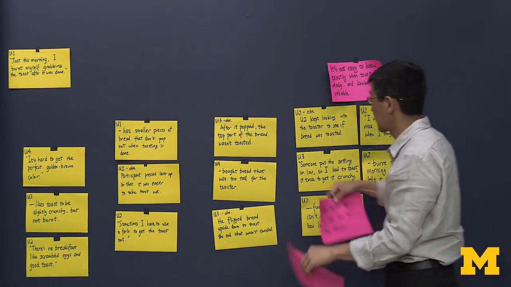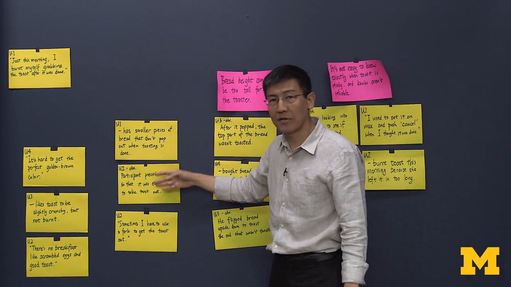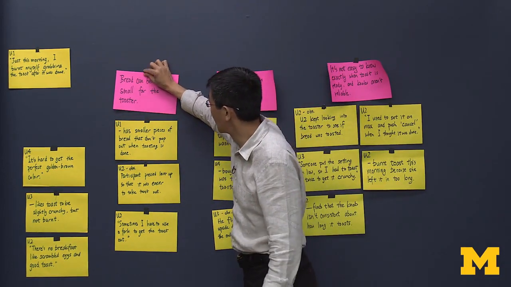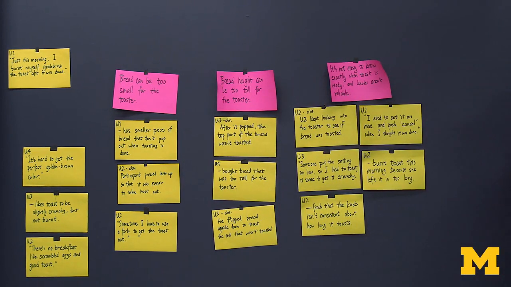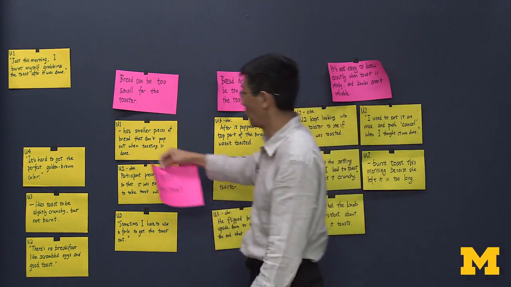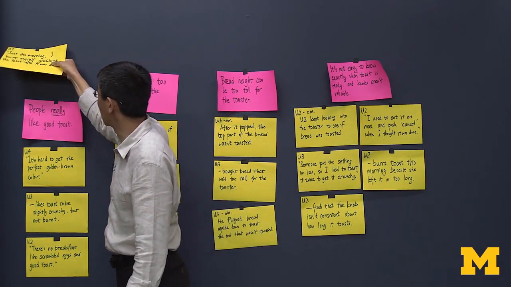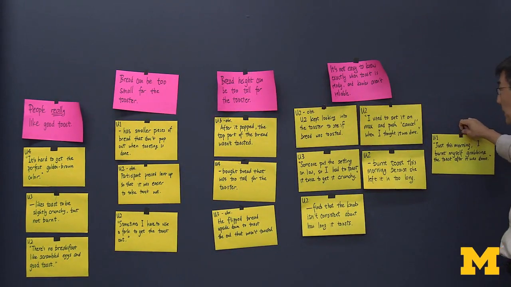And so let's put this label over here. Bread height can be too tall for the toaster. This is exactly the opposite situation, where the bread height can be too small for the toaster. And then finally, we have a cluster that seems to be about people really enjoying good toast. Okay, and here, this is a slightly different problem. We can definitely create its own category, but it might be left on its own at the end.